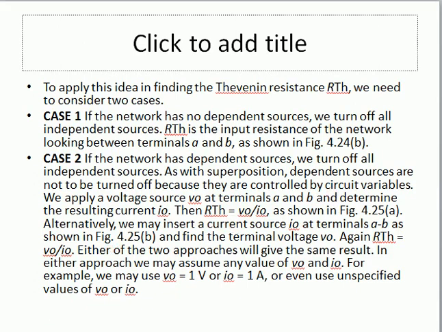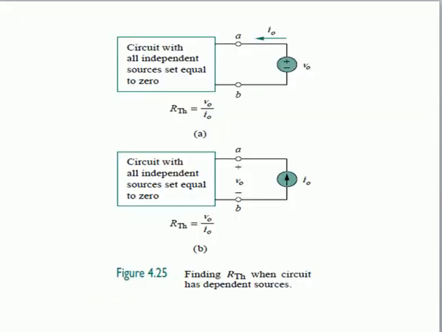And this is shown in this figure here, that at terminals AB we apply a voltage, that is V0, and here is the circuit. There we have put all the independent sources equal to 0. Here these AB terminals are not open. We have a voltage here, that is V0, and here R Thevenin is equal to V0 over I0.